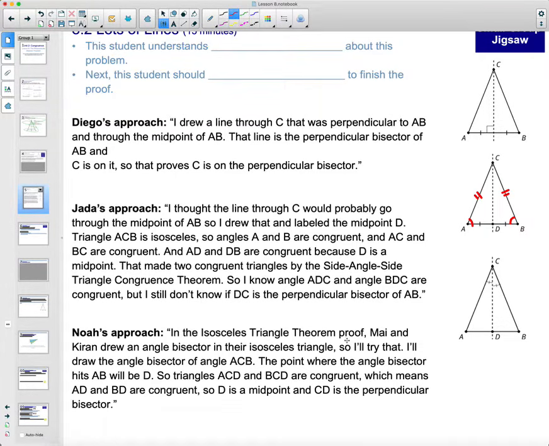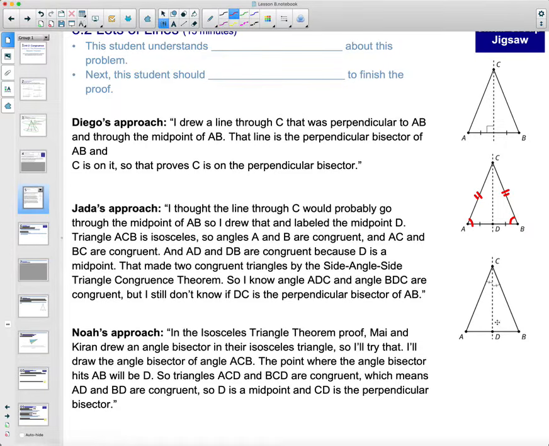Noah's approach is that in the isosceles triangle theorem proof Mai and Kyron drew earlier in a different lesson, they drew the angle bisector in their isosceles triangle, so he's going to try that. So I'll draw the angle bisector of ACB, marked the angles congruent. The point where the angle bisector hits AB, I'm going to label as D.